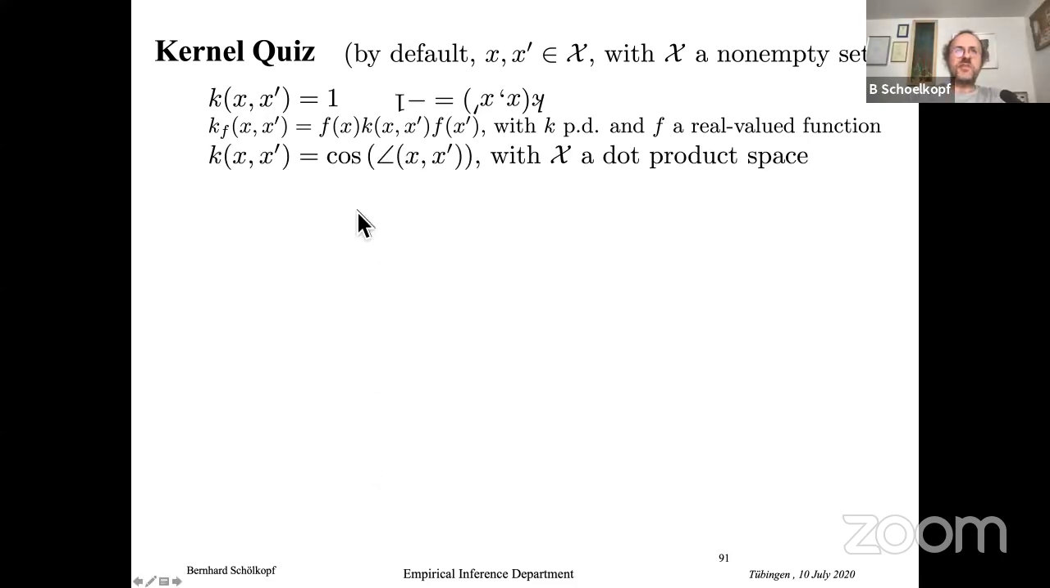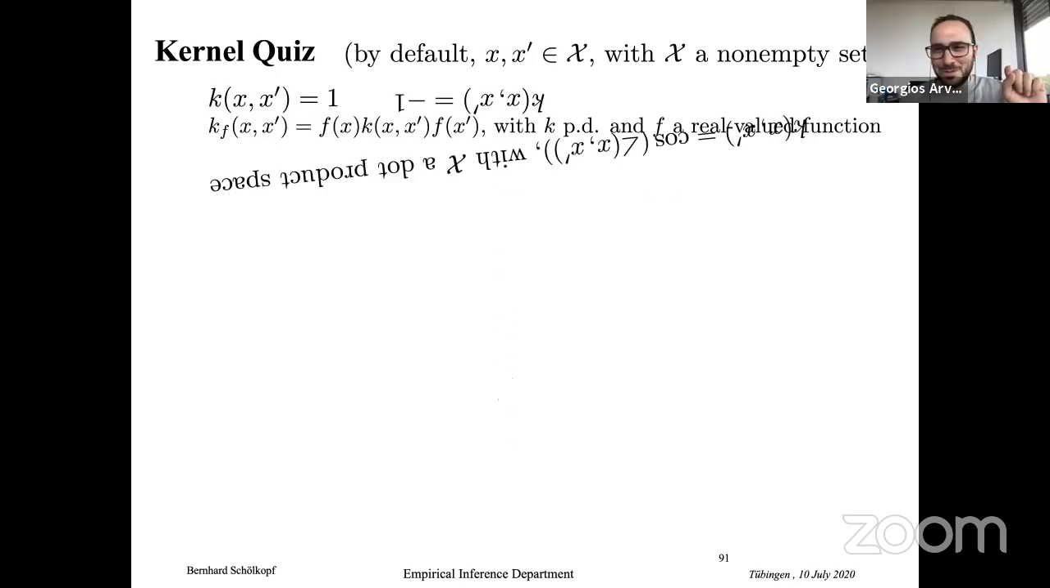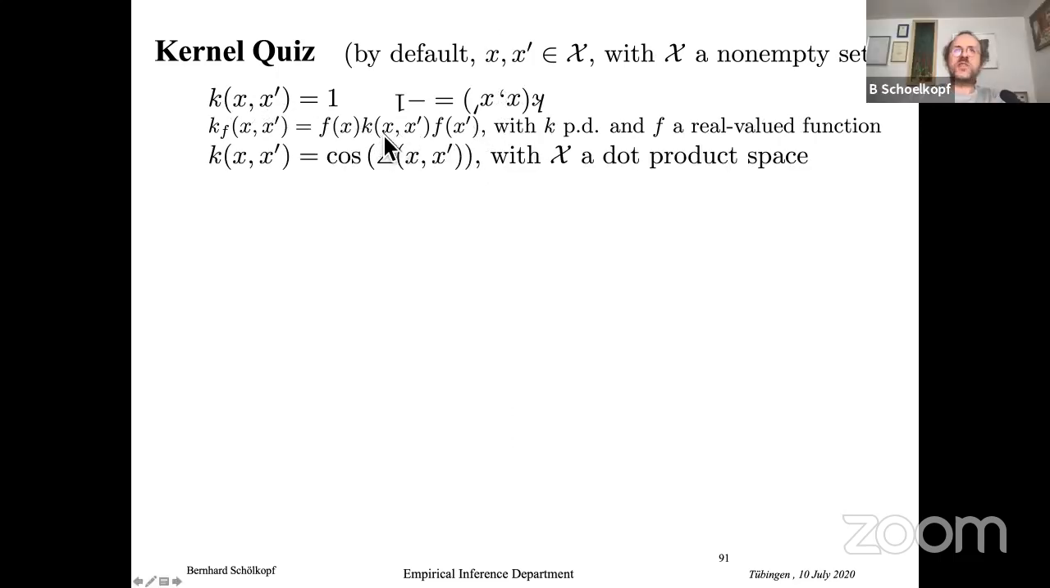Next one, what about this? The cosine of the angle between two vectors in a dot product space. Is that a kernel? Yes or no? You have to be super fast. We don't want to steal time from Shakir. About 10 people. It's a kernel because it's a special case of this thing before. I'm not going to say why, but you think about that.